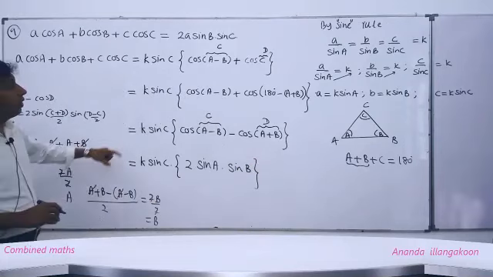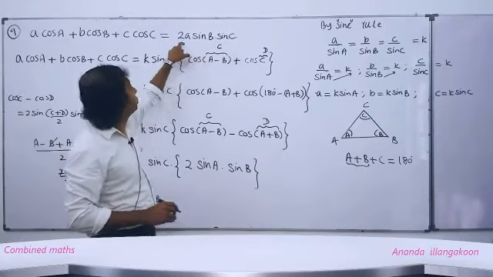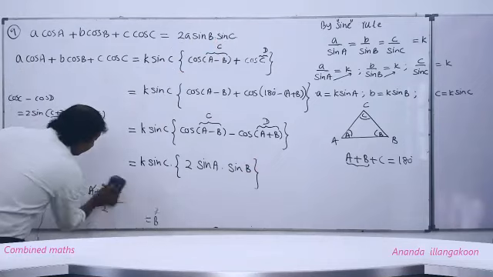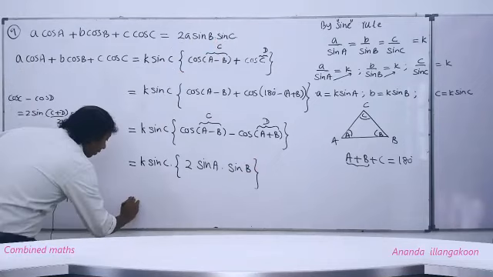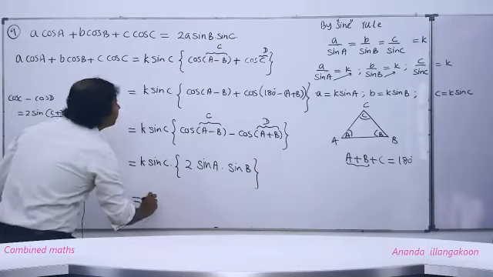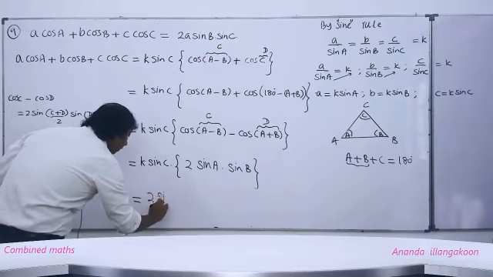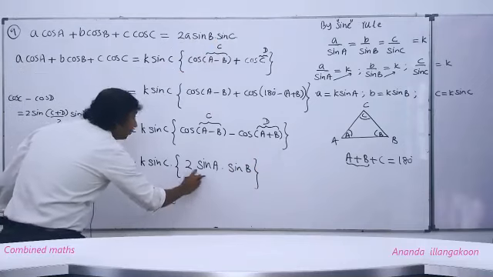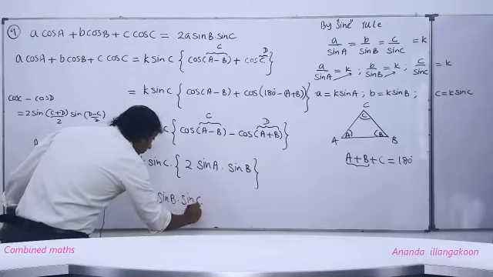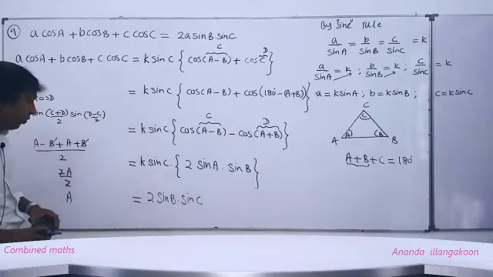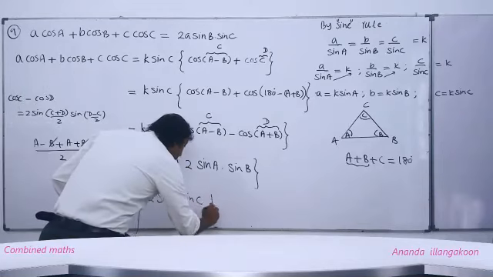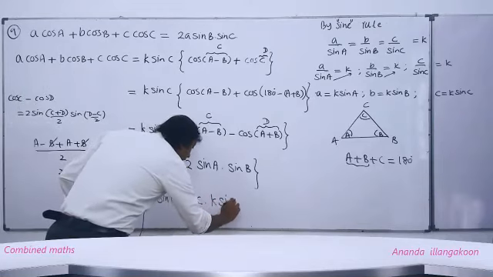Right. Now, people, in the answer we have sine B and sine C, and the 2 we will keep there. 2 times sine B and this sine C. So now we have to write the product of K and sine A. K sine A.